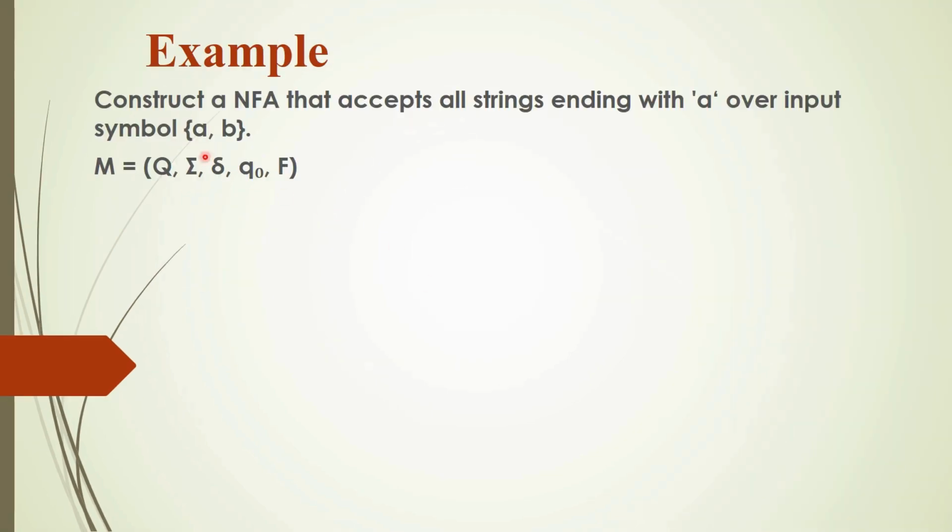So let's understand NFA with one example. The example is to construct an NFA that accepts all strings ending with a. Only those strings ending with a should be accepted by the NFA over input symbols a and b. Here the tuple is defined.